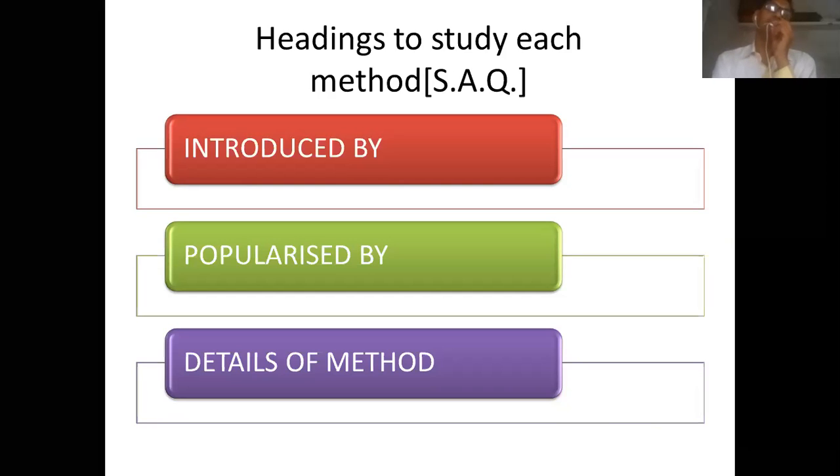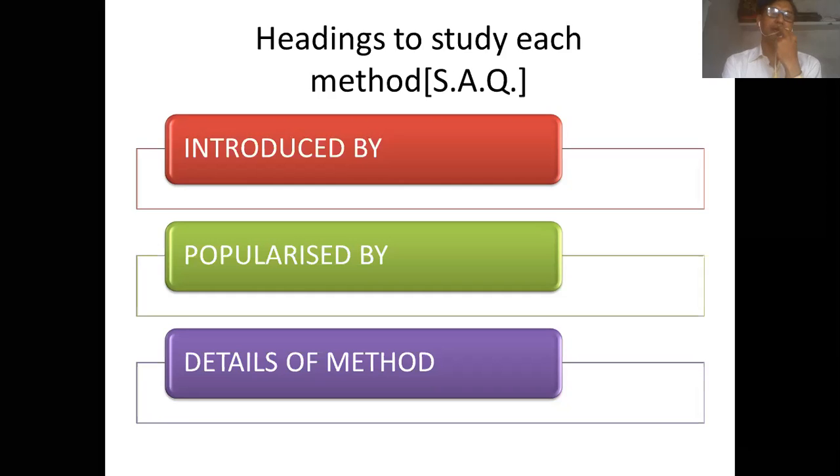Because a short answer question, that is a short note, will be asked for 5 marks on each of these methods which I have just narrated, and you have to elaborate that method under these various headings. We will also study all these methods under the same headings, so it will become easy for you to understand, and easy to write in the answer paper. So these are the few common headings under which we are going to see each method.